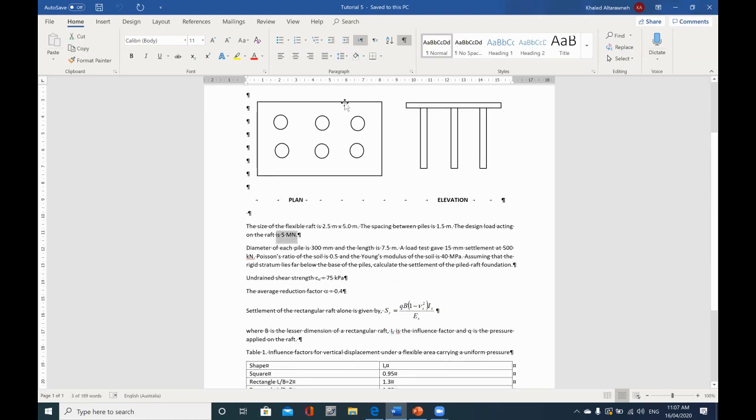So we need to calculate for this raft without the piles what's the ultimate bearing capacity. Then we need to divide the ultimate bearing capacity by the working load to find the factor of safety. And we know that for a foundation problem we need a factor of safety around 2.5 to consider that the foundation is able to support the working load. If we get a factor of safety less than 2.5, then we need to redesign the raft or add piles to the problem to support more working load.